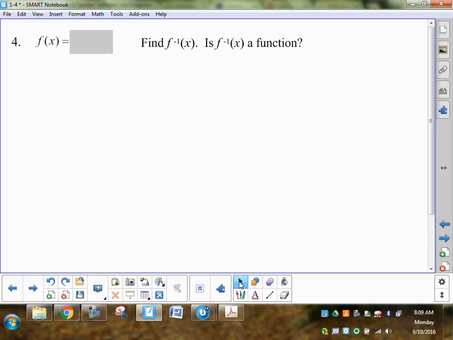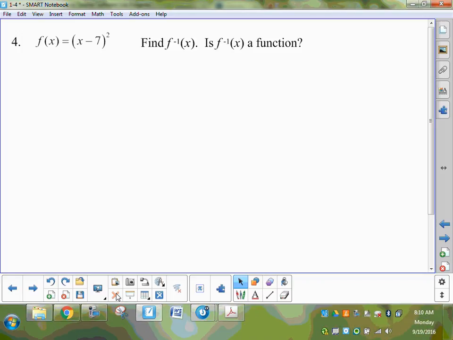Now let's go through and look at a different one. Find the inverse. Is the inverse going to be a function? Right away I noticed something awkward about this. What shape is the original function going to be? Peter? What shape is that graph going to be? Yeah, it's a parabola. Is a parabola one-to-one? No. So what do we know about its inverse? Will the inverse of this be a function? No. So here's what we're going to do.